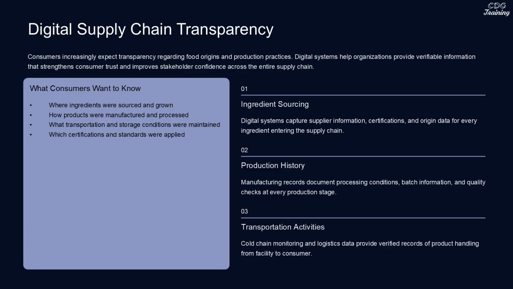Production history: manufacturing records document processing conditions, batch information, and quality checks at every production stage. Transportation activities: cold chain monitoring and logistics data provide verified records of product handling from facility to consumer.